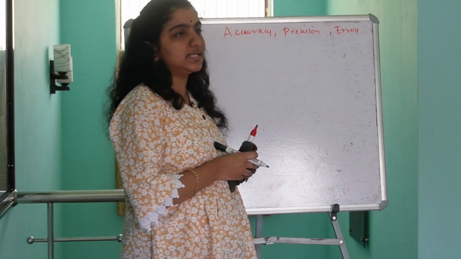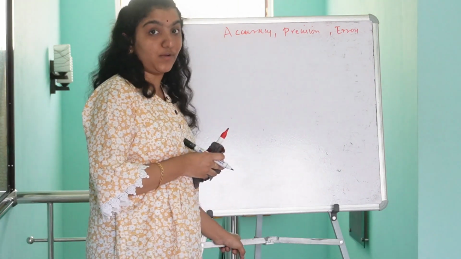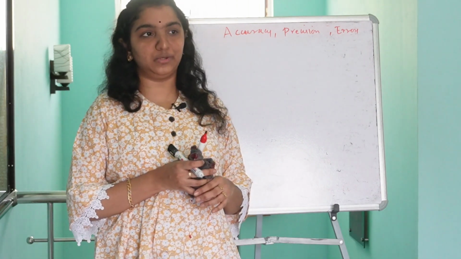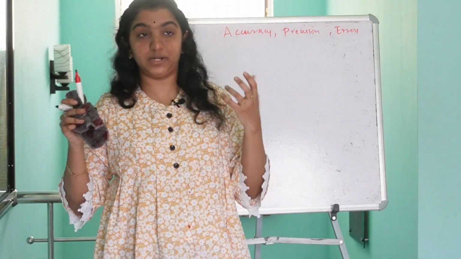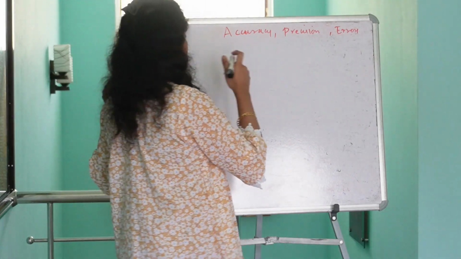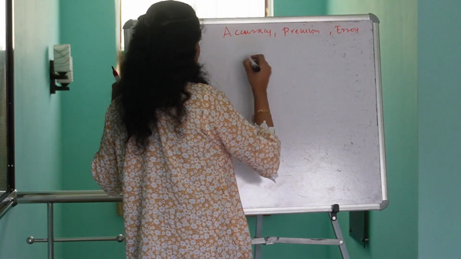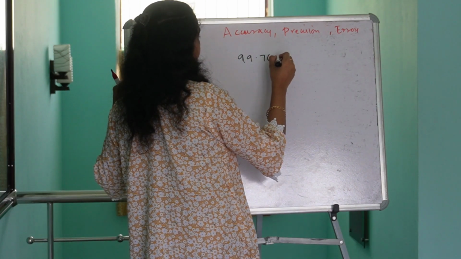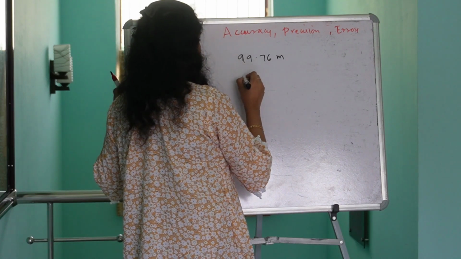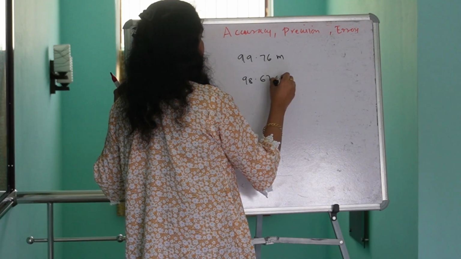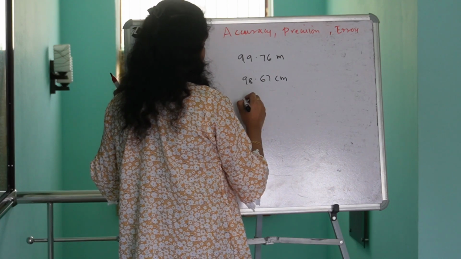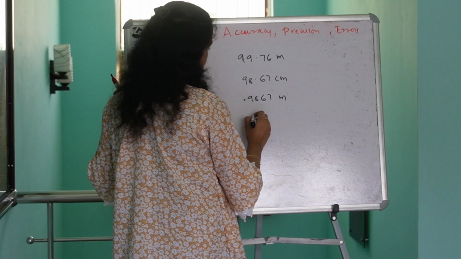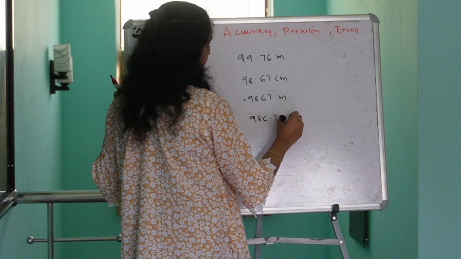Next example. Here in this case, I am given some values, and I am asked to find the most precise value considering the precision of measurement, not the precision of instrument. I am given these values: 99.76 meter, 98.67 centimeter, 0.9867 meter, 986.7 millimeter.